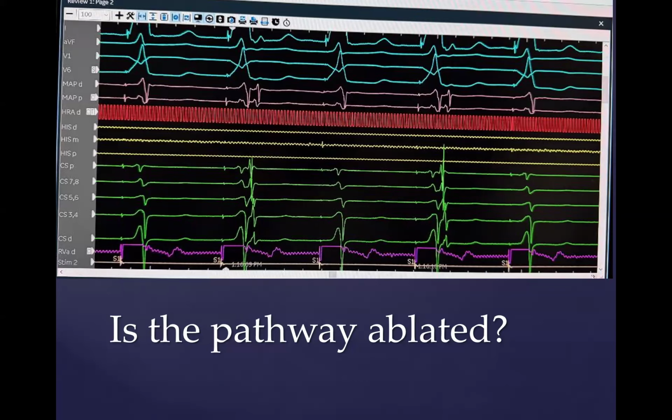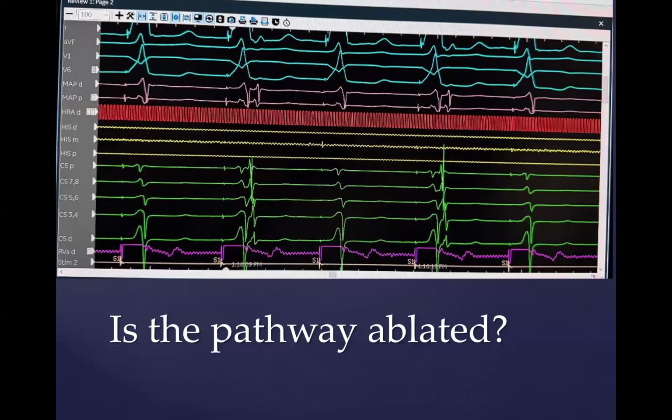Okay, let's move forward. Any questions about that? Can I ask why it's only showing VA like every other? I know Maya mentioned it's not in the pathway of what the accessory pathway was, but why are we seeing intermittent VA? That's a good question.